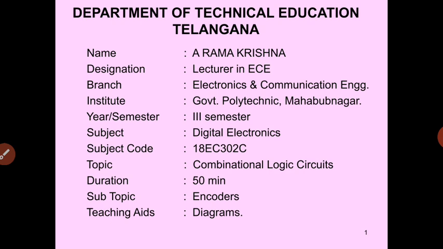Okay, after discussing the decoders topic, the next immediate topic will be encoders, which is also an example of combinational logic circuits. Encoder is nothing but the opposite functioning of a decoder circuit. We will see the encoder and its operation, its block diagram, its truth table, output expressions, all those things in this lecture.